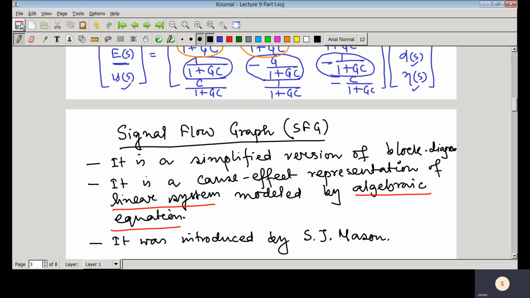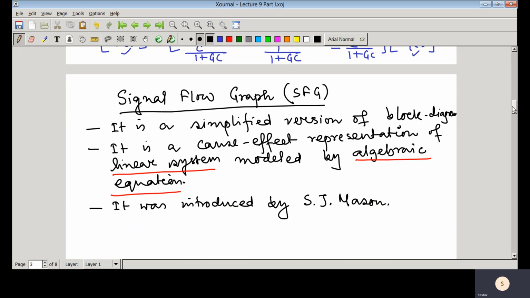So this is a different kind of technique for representing dynamical systems whenever they are modeled in algebraic form. And the most important result of this signal flow graph is Mason's gain formula. S.J. Mason has given one formula, and just by using that formula, you can find the transfer function directly if you have the signal flow graph.